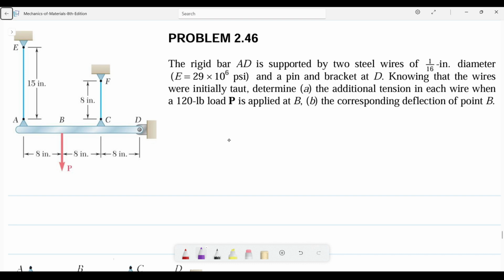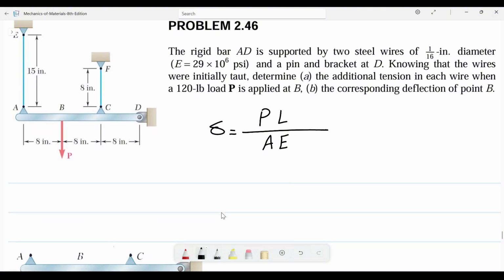Here we need two equations to solve this question. One of them according to the geometry of deflection, and another one according to the main formula we have, which is deflection equal to load multiplied by length divided by area and E. But first, let's go to the free body diagram and write the equilibrium equation.